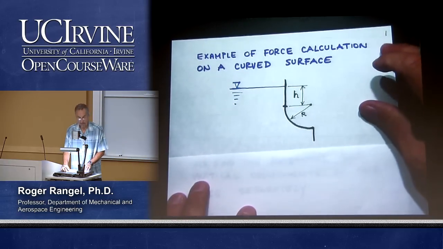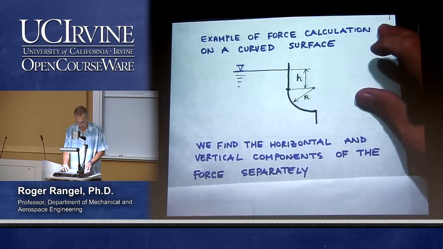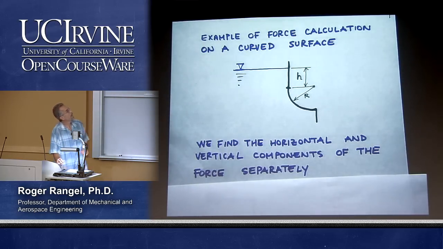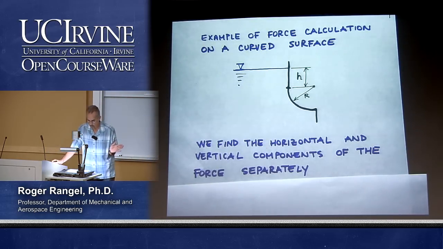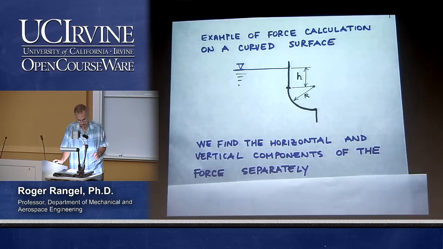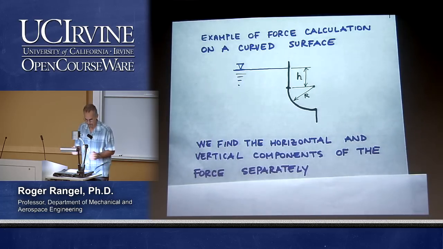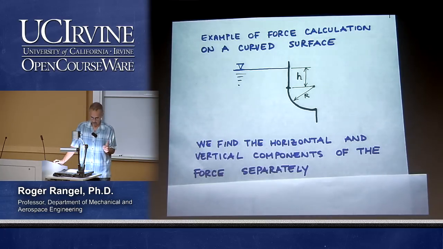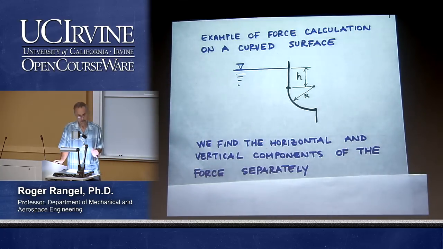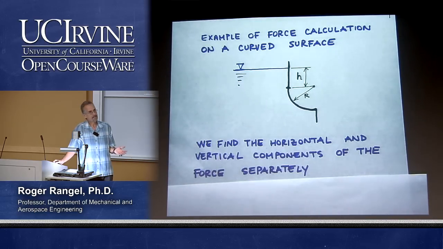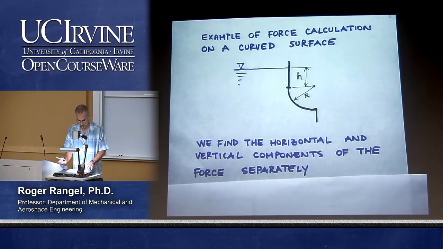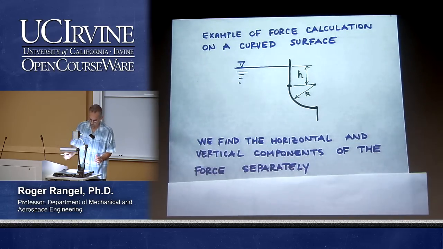And as we learned last time, the way we do this is we find the two components of the force separately. So we find the horizontal and the vertical components of the force separately. Recall when we're calculating the force on a flat surface, we go ahead and find the total force with its direction, because in the case of a flat surface, it is very easy because the force is always perpendicular to the surface. So here we're going to split the problem.